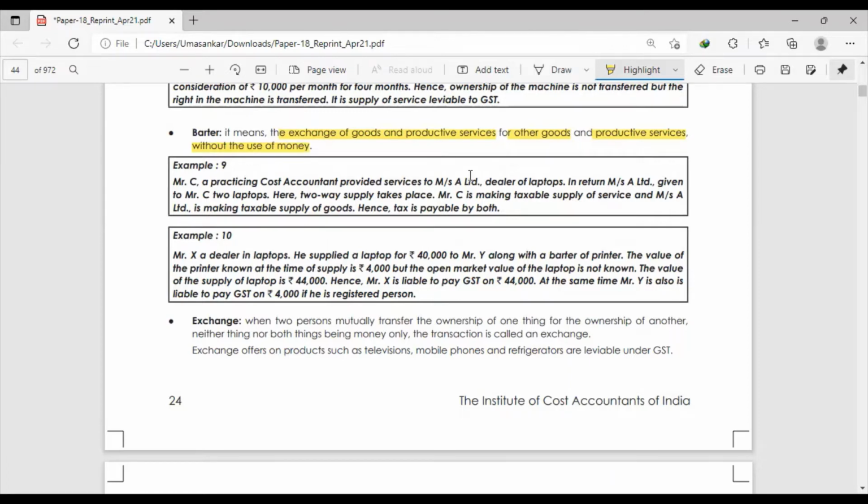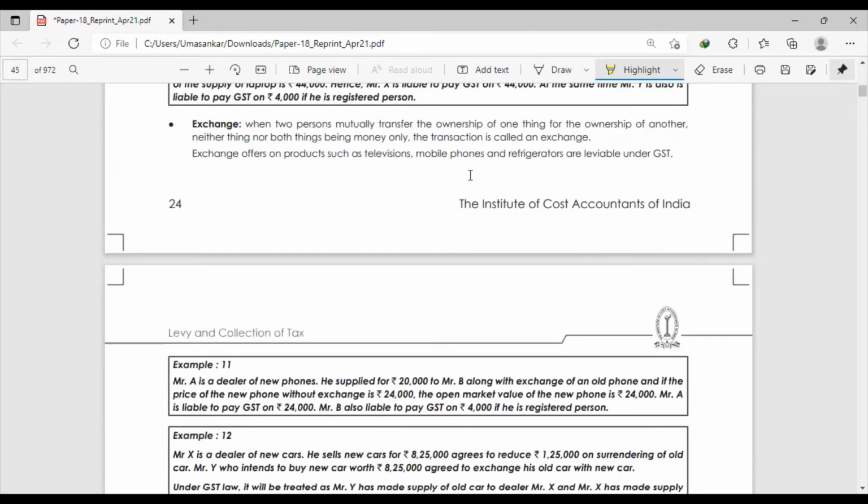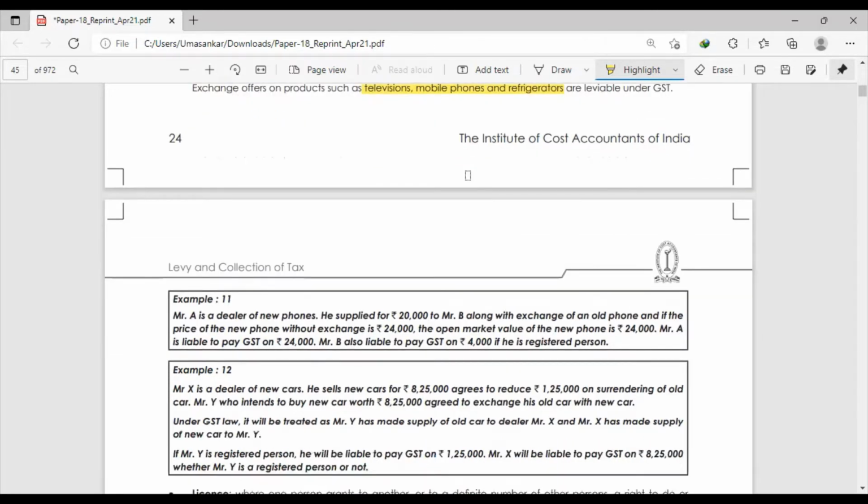Okay. Now, exchange. When two persons mutually transfer the ownership of one thing for the ownership of another, neither thing nor both the things being money only, then the transaction is called exchange. Suppose exchange offers are there: television, mobile phone, refrigerators. When you go, you give an old product to the shopkeeper and you take a new product in an exchange offer, that will come under supply and GST will be leviable. I will take an example, don't worry.